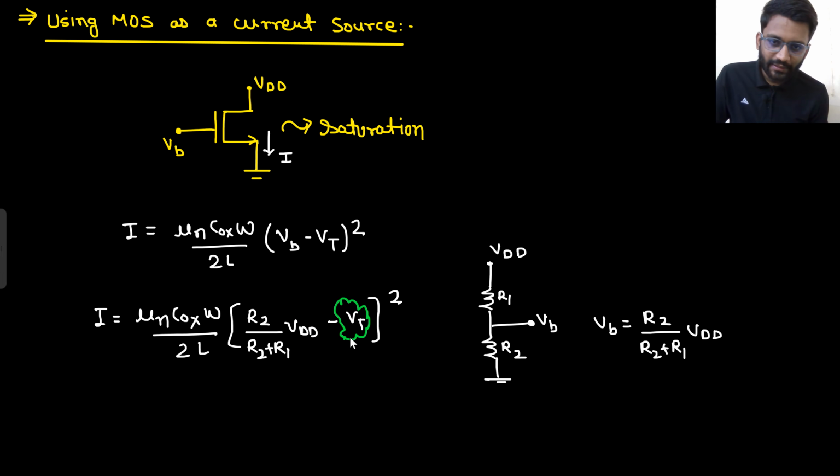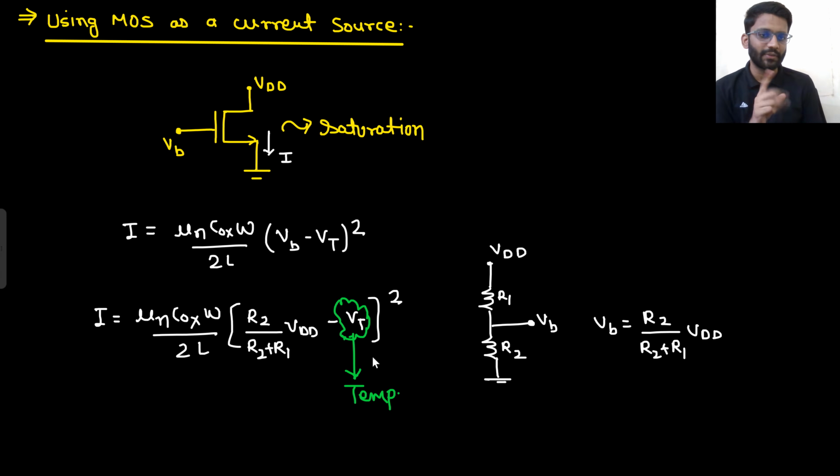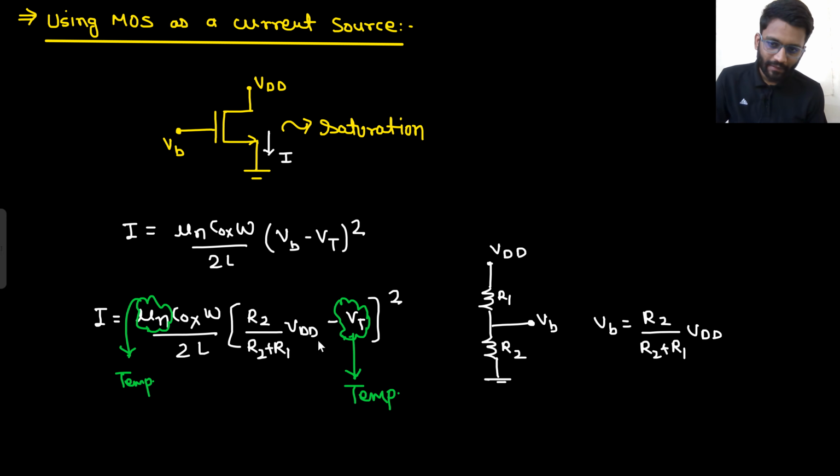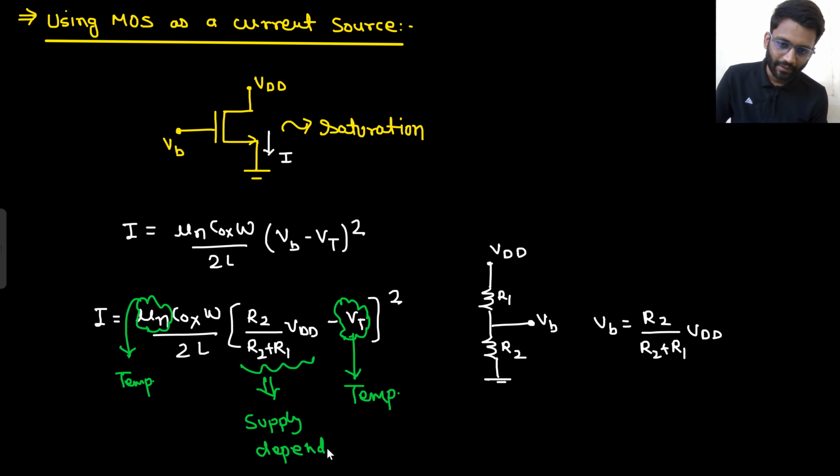Now this Vt, the threshold voltage, depends on temperature. This mu n is also temperature dependent. This VB voltage, the bias voltage, is supply dependent.